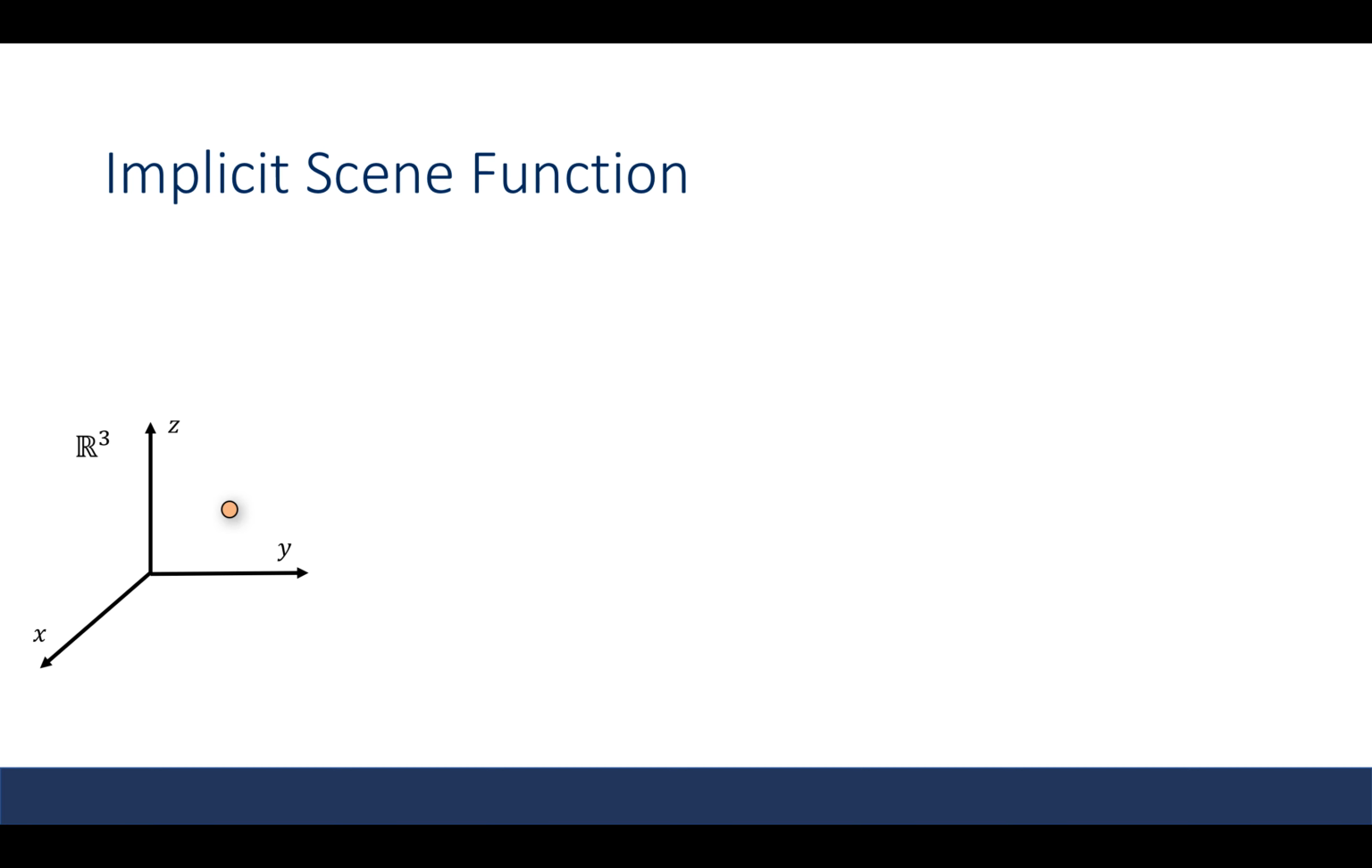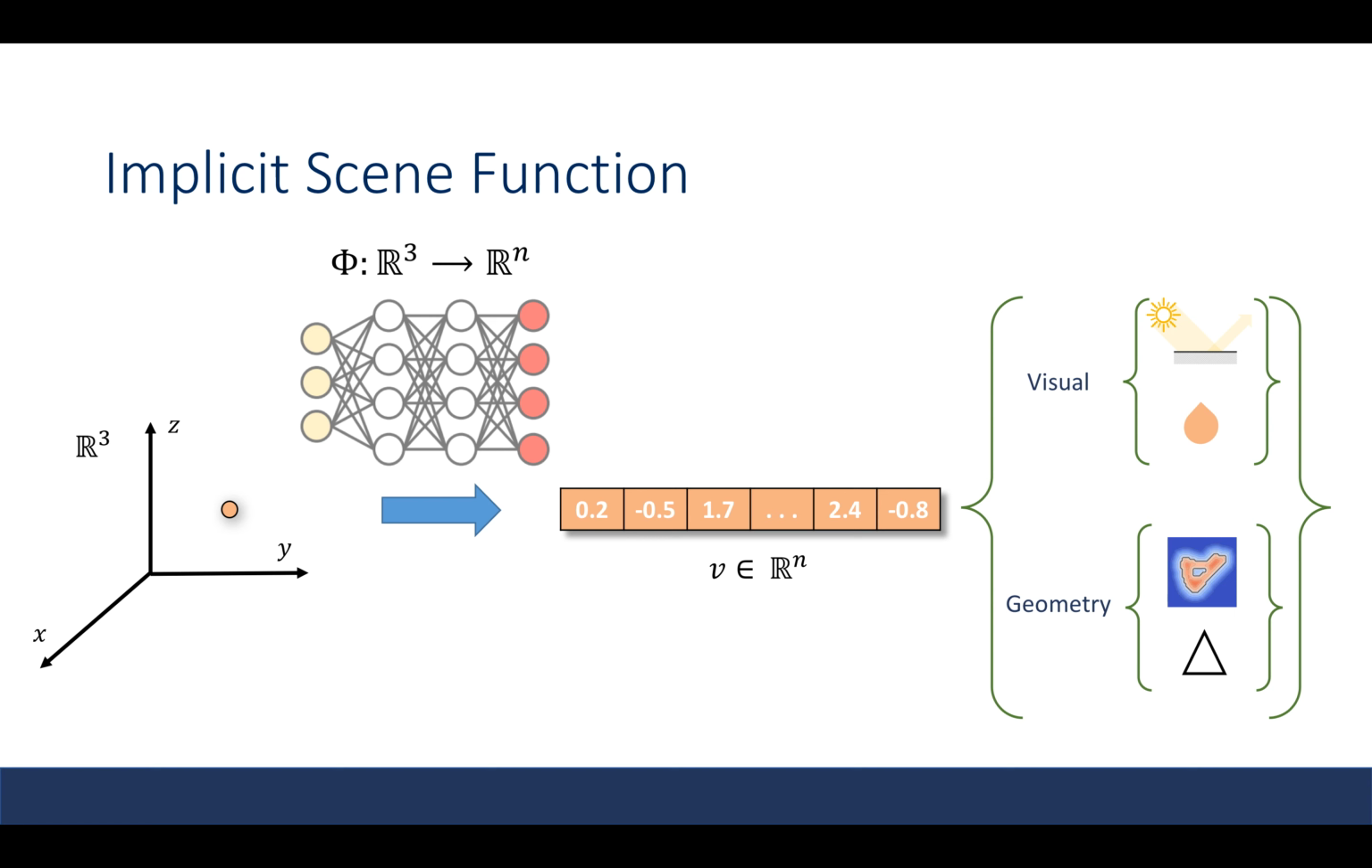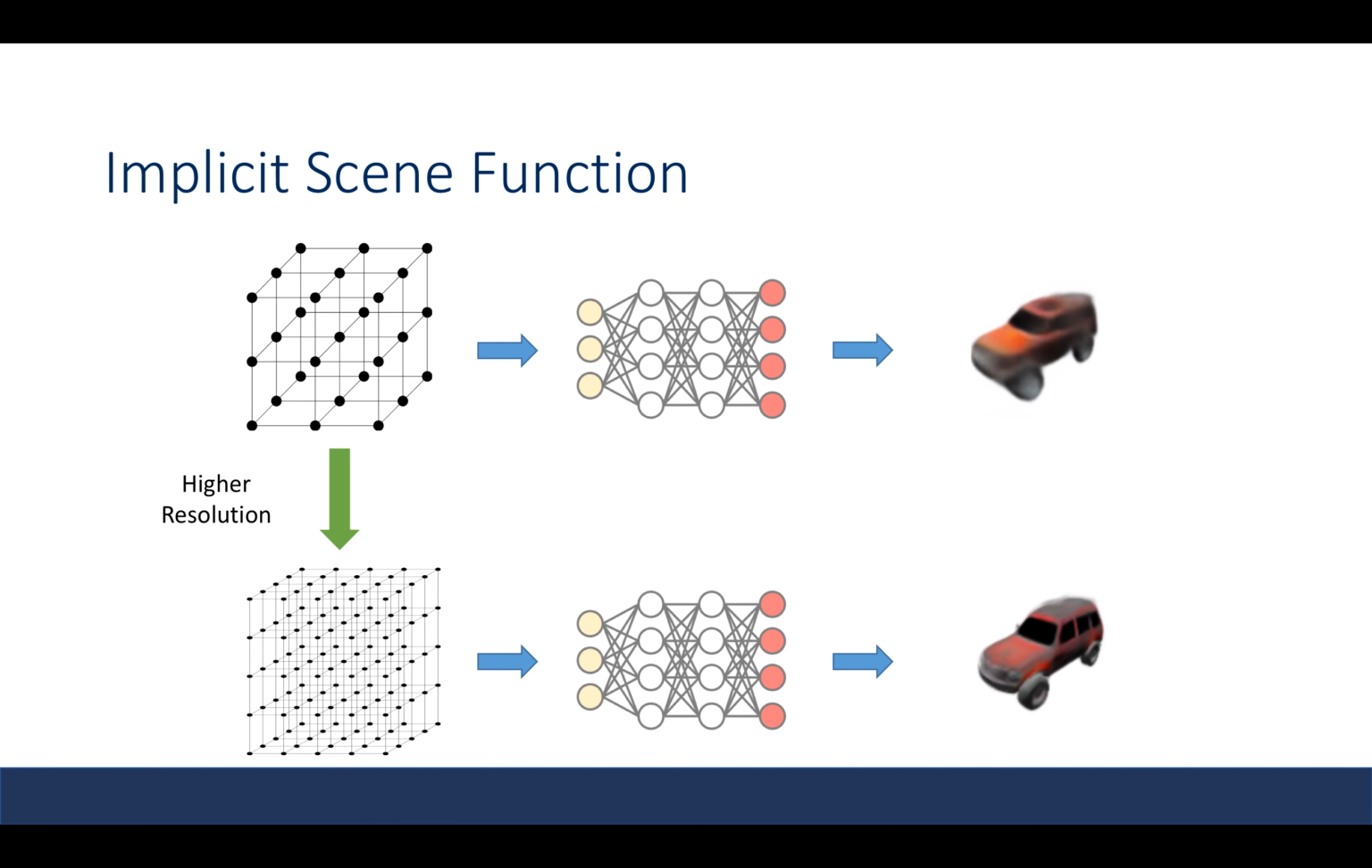Next, we have an implicitly defined scene function which basically takes in a point in 3D space and uses an MLP to map it to a feature representation V of dimension n. We hope that this modeling captures different levels of information such as visual information like surface color or reflectance, or geometrical features like shape or signed distance to the closest surface.